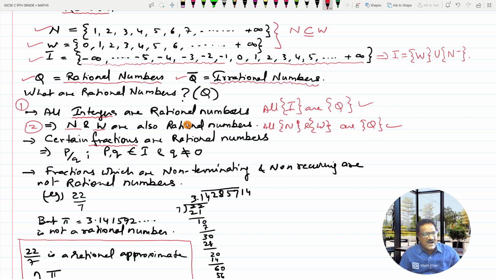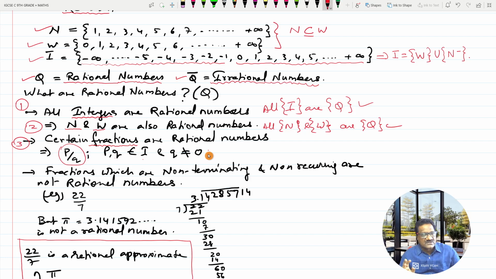Now coming to a slightly trickier part, certain fractions are rational numbers. This is the third point. What I mean to say is, certain means not all fractions are rational numbers. So there are certain fractions which are rational numbers. What are the certain fractions? They must be of the form p by q, where p and q are integers, and the denominator q should never ever be equal to 0.